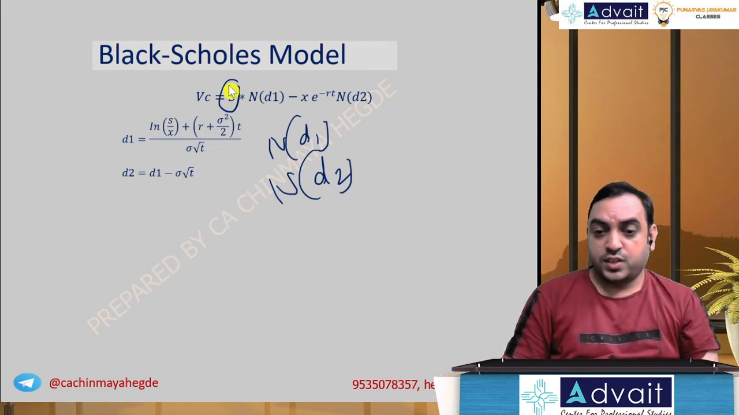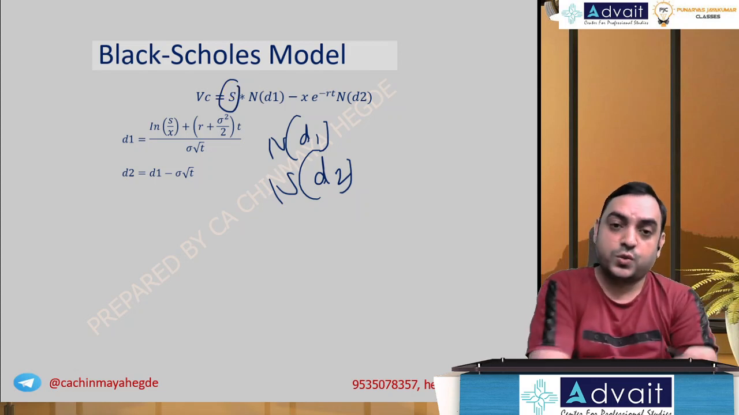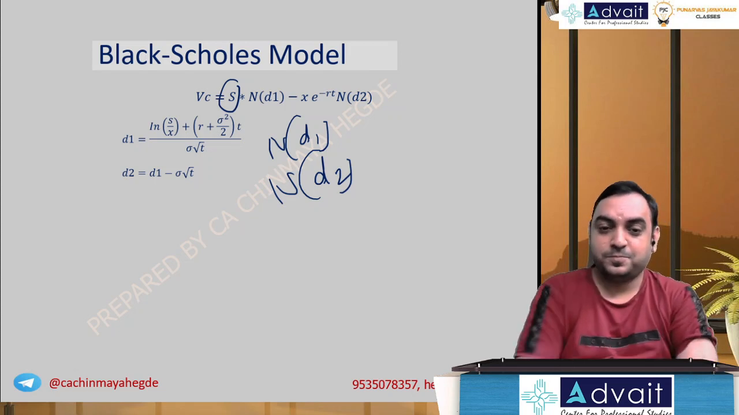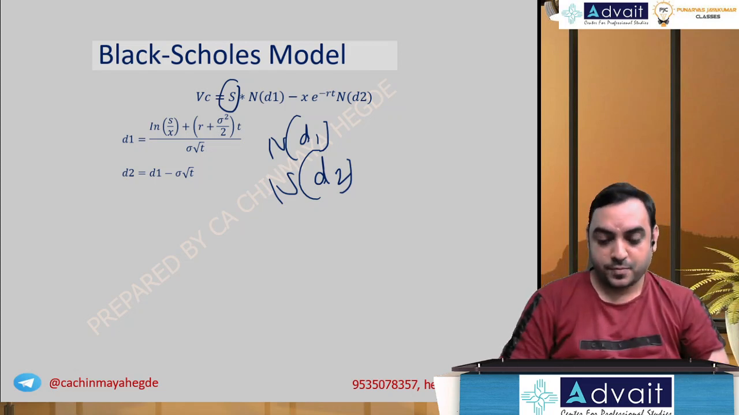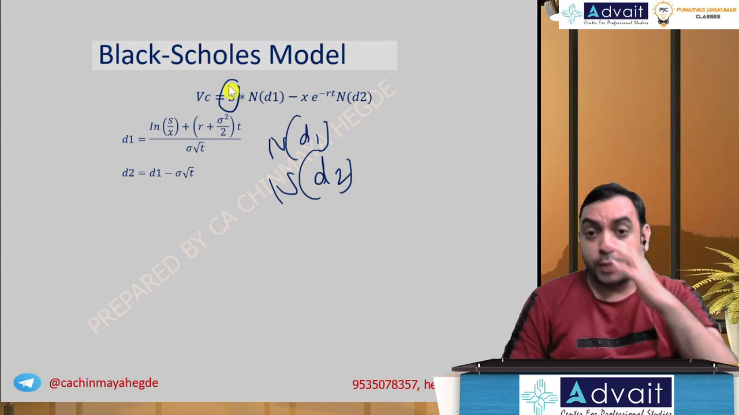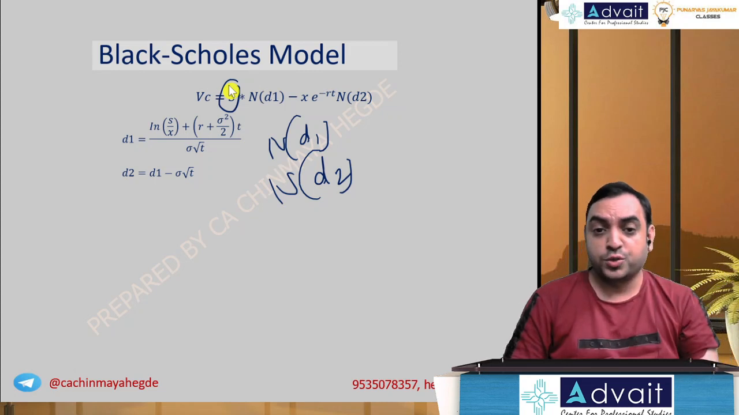Okay, so this is the summary of the Black-Scholes model. Of course, when you do the problem, please revisit theory. It will be more useful.